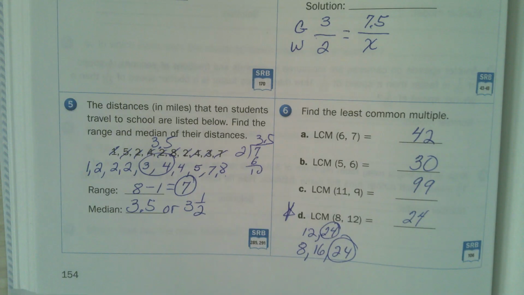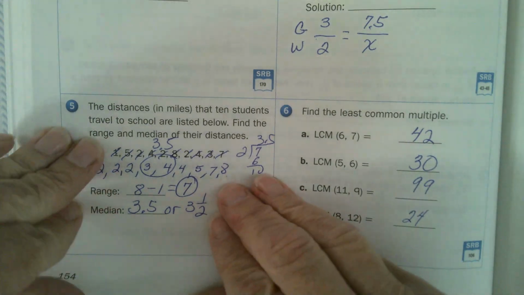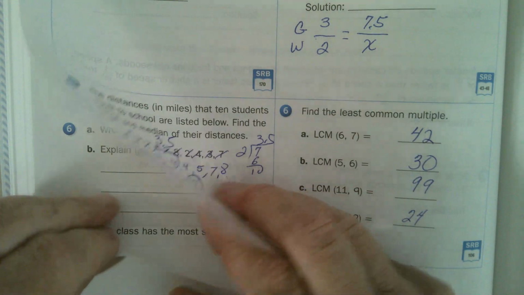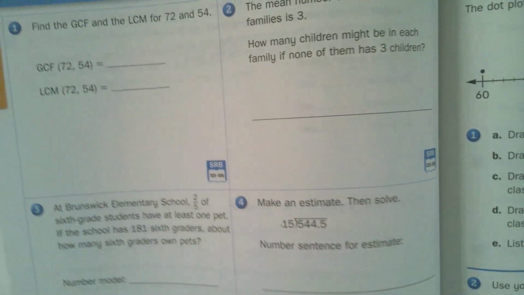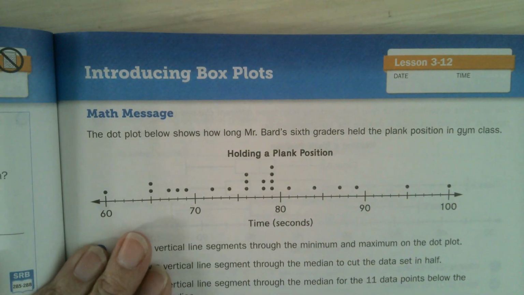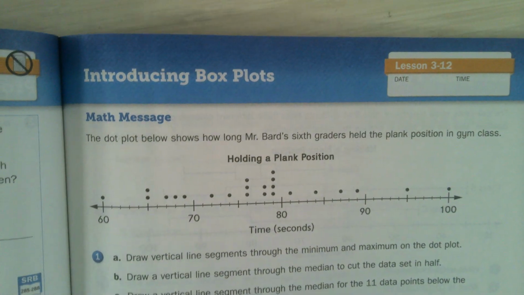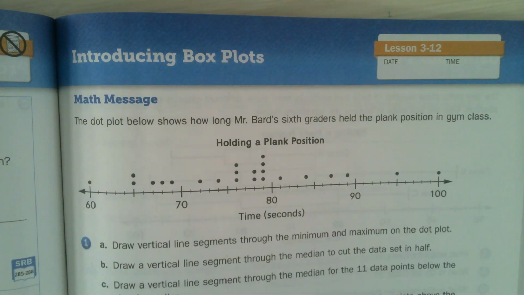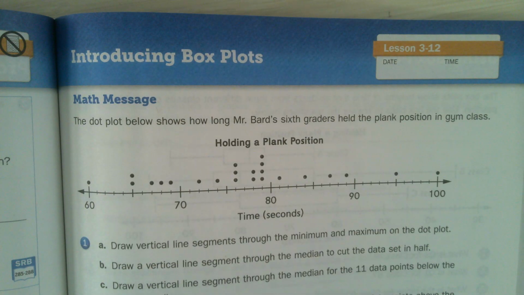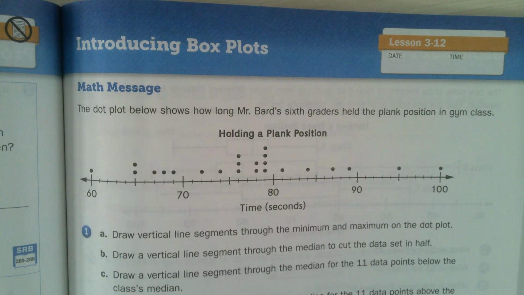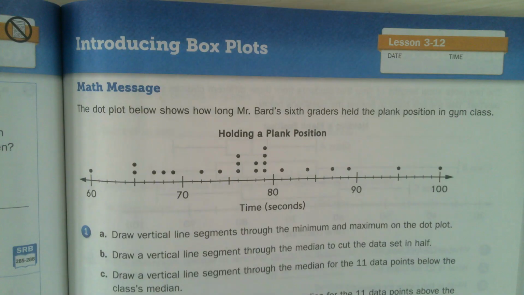All right. Now, we're going to go to page 151. Okay. And we're going to learn about box plots. And box plots are really easy to do, but we're going to learn a little bit about what a box plot is. It says, the dot plot below shows how long Mr. Bard's 6th graders held the plank position in gym class. Does everyone know what a plank position is?